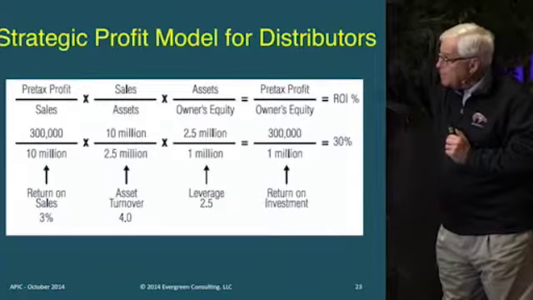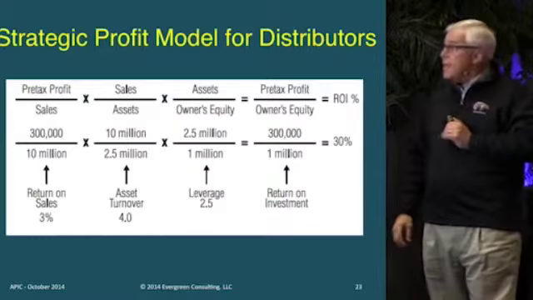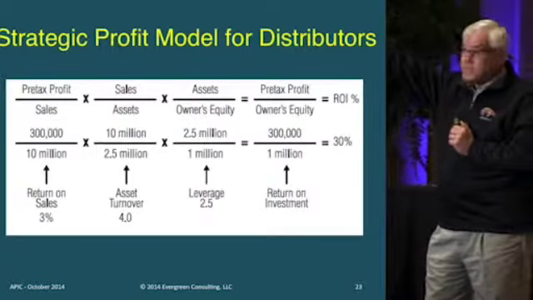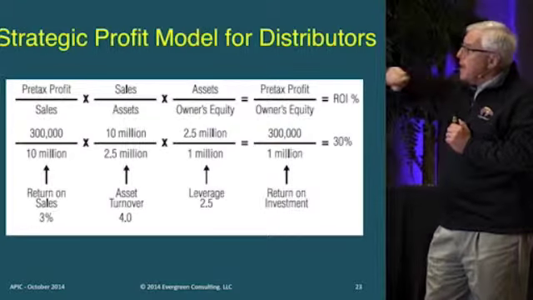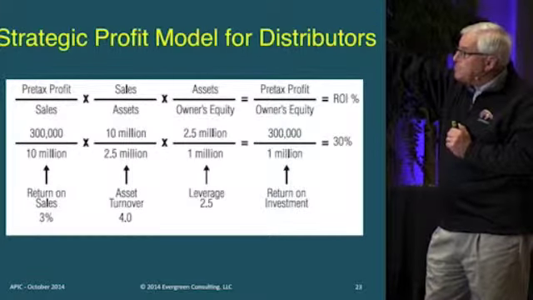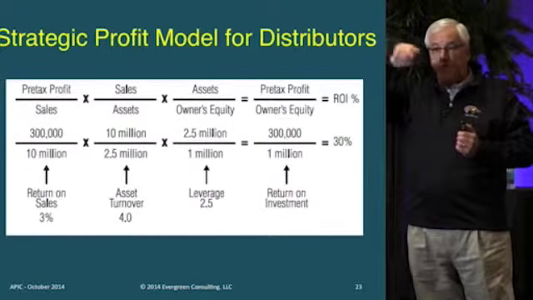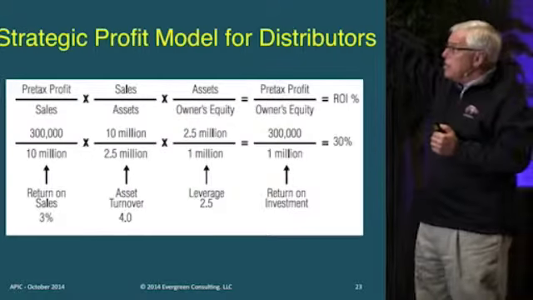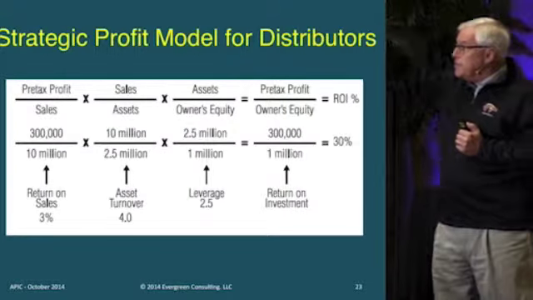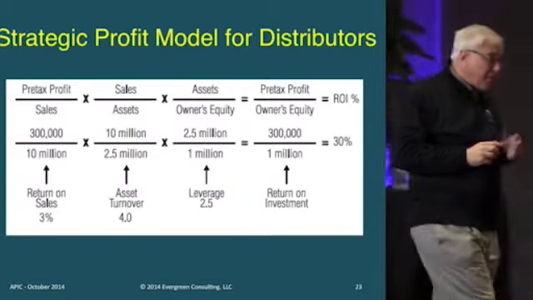They turn their assets over 4 times. So their return on assets is 12%. 3 times 4 is 12. In fact, if we take their return of $300,000 and divide by the asset base, which is $2.5 million, that's going to be 12%. Then we add another factor here, which is our leverage, 2.5 to 1, and we get to finally our pre-tax profit divided by owner's equity. If you remember, when you multiply fractions, you just cross out the numerators and denominators that are the same. So we have pre-tax profit of $300,000 divided by owner's equity of $1 million, and we have a 30% pre-tax return on investment, which is really great.